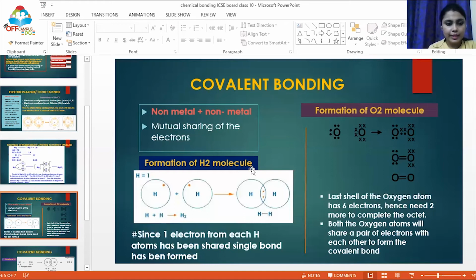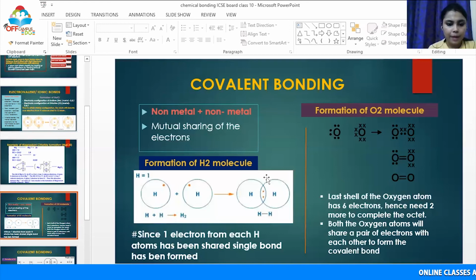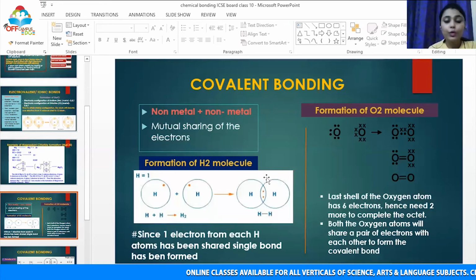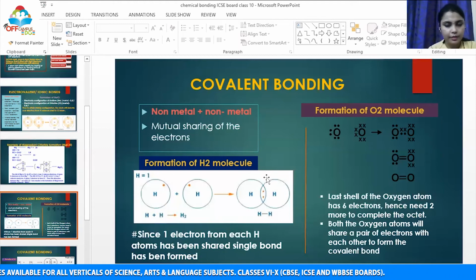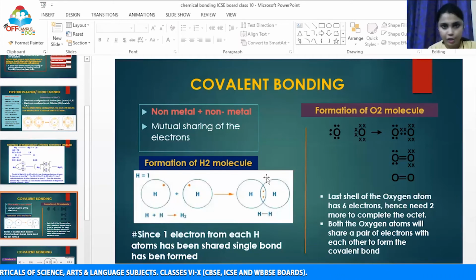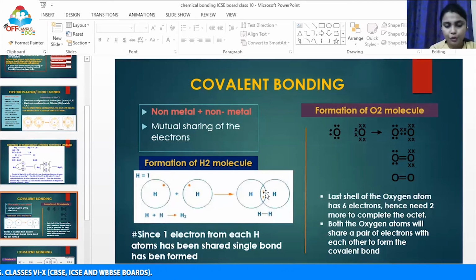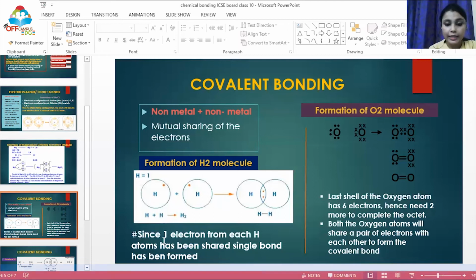So we can see that hydrogen has 1 electron in its outer shell, and so it requires 1 more electron to satisfy the duplet rule. So each of the hydrogen atoms will share 1 electron of its own with the other hydrogen atom. Thus each of them now has 2 electrons in its last shell. So this is how a covalent bond is formed between 2 hydrogen atoms. And please remember, since 1 electron from each of the hydrogen atoms has been shared, a single bond is formed.